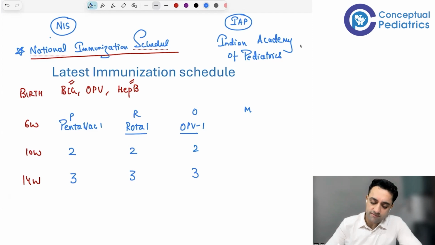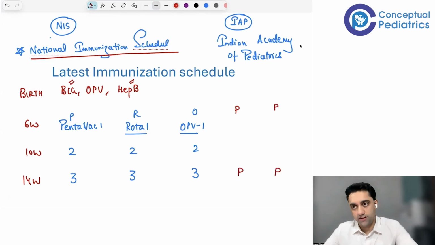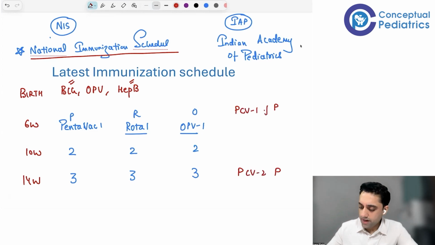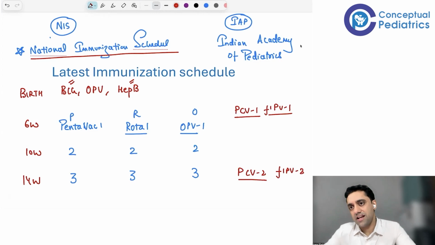Apart from premature rupture of membrane, PROM, I want you to remember two P's extra, which are given at 6 weeks and at 14 weeks. That is PCV 1 and PCV 2, fractional IPV 1 and fractional IPV 2. PCV is pneumococcal vaccine, and FIPV is fractional IPV. Okay, simple and sweet to the point.